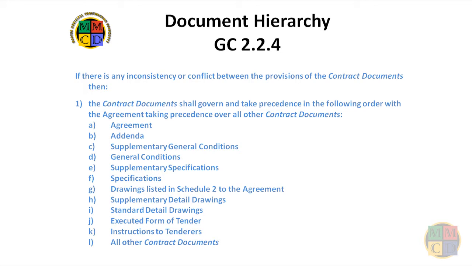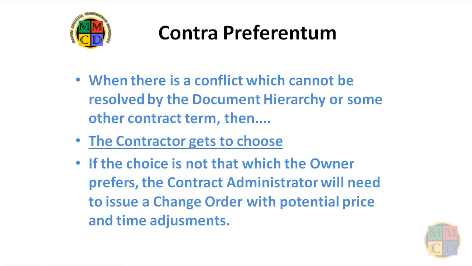There is one quirk to the document hierarchy. The hierarchy is only useful if the conflict occurs between different ranked documents. What happens if the conflict occurs within the same document or between documents of the same rank? Under a general legal principle called Contra Preferentum, the party which did not create the documents would have their reasonable interpretation upheld. In our situation, that means the contractor gets to choose. You can be sure that the contractor will, quite rightly, choose the less expensive option, as that improves his chances of winning the bid. So the message here is to check your documents carefully and minimize or eliminate conflicts. Otherwise, change orders will be needed.